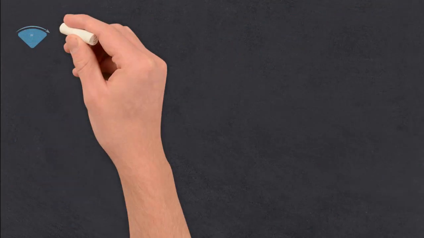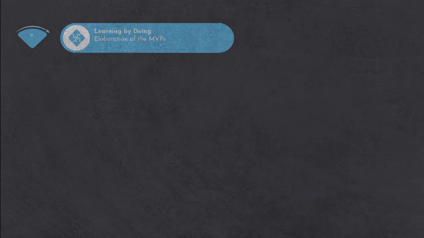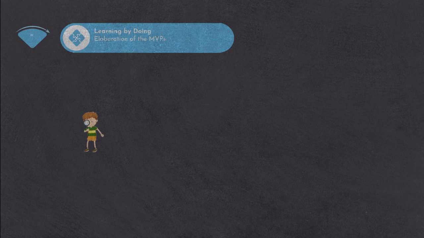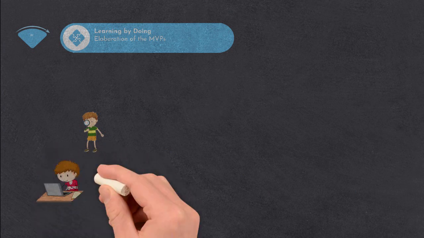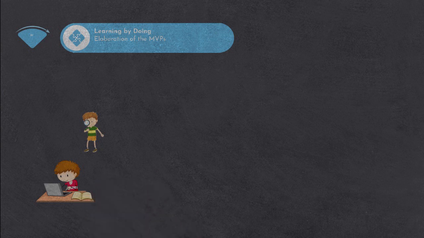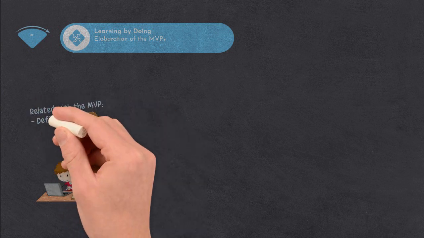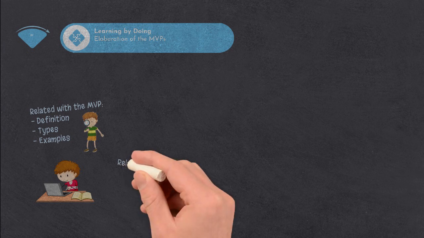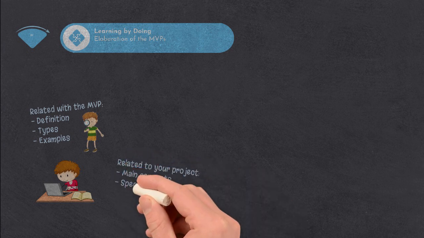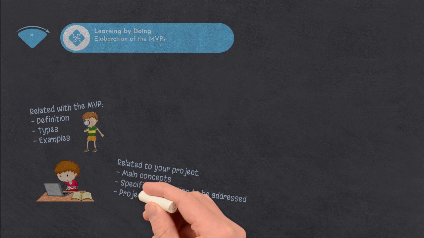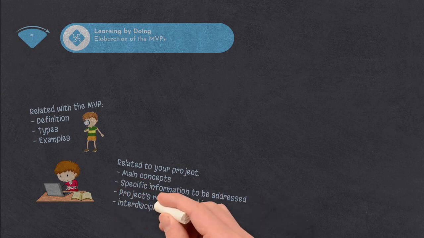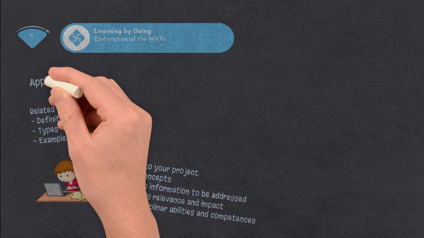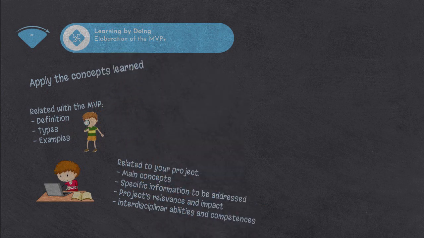Moment 1. Learning by doing. You must gather all the information required to develop the MVP properly, both related with the MVP itself and related to your project. Related to the MVP, we will need information such as definition, types, examples, among others. And related to your project, we need to gather information about main concepts, specific information to be addressed, project's relevance and impact, interdisciplinary abilities and competences, among others.